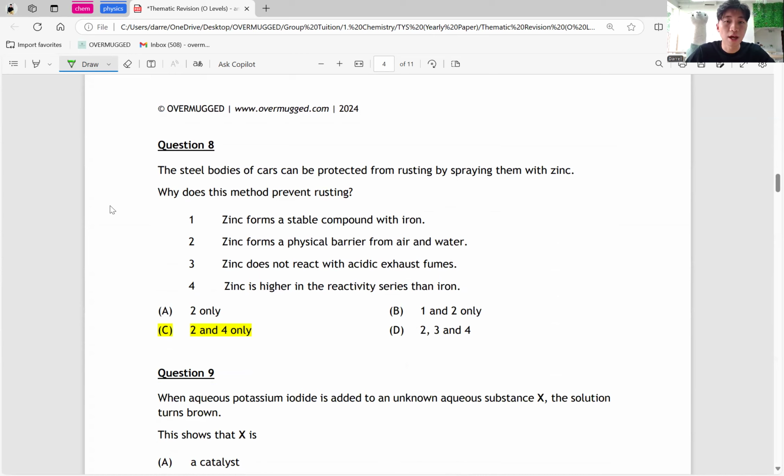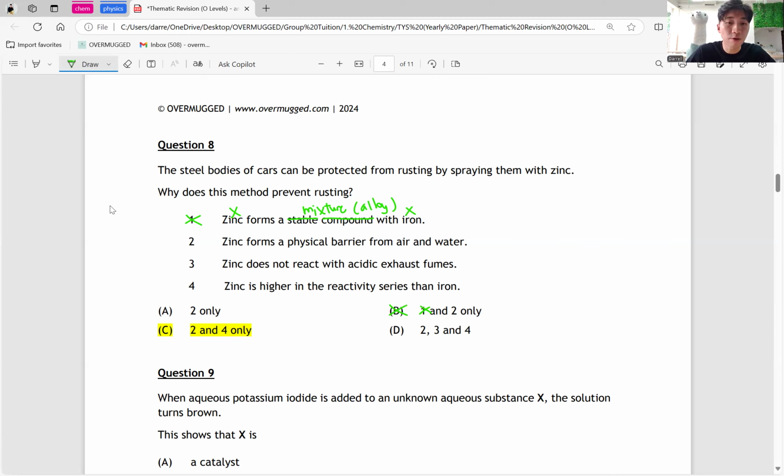So the question is asking, how does spraying the steel bodies with zinc help to prevent rusting? Let's go through the statements one by one. Now, would zinc form a stable compound with iron? It will not, because we are both looking at metals. Metals do not form a stable compound with one another. If anything, it can form a mixture. It could have technically formed an alloy, but a compound means that chemically reacted. Metals don't react with metal. So we have already eliminated option 1, which means B cannot be the answer.